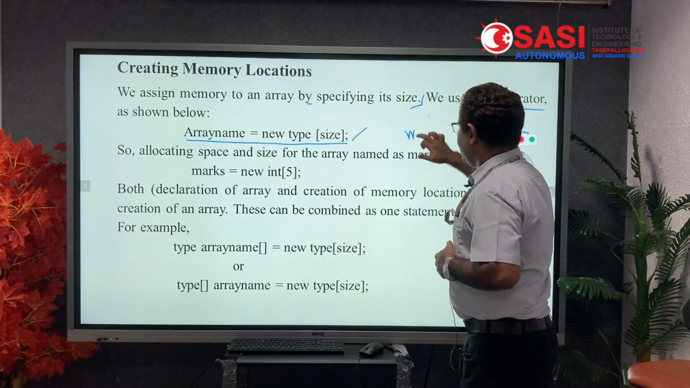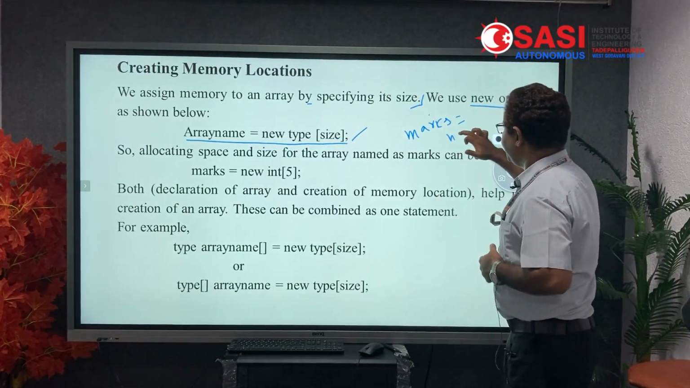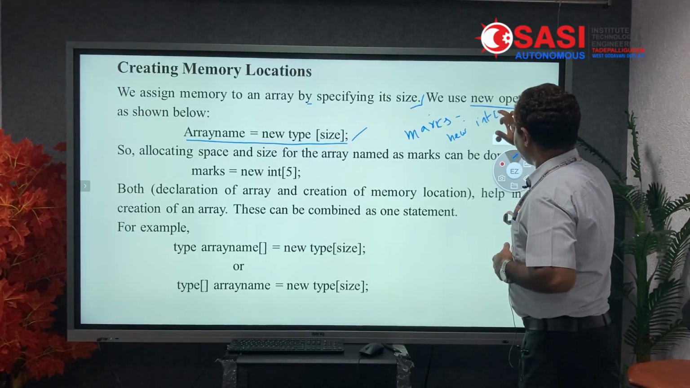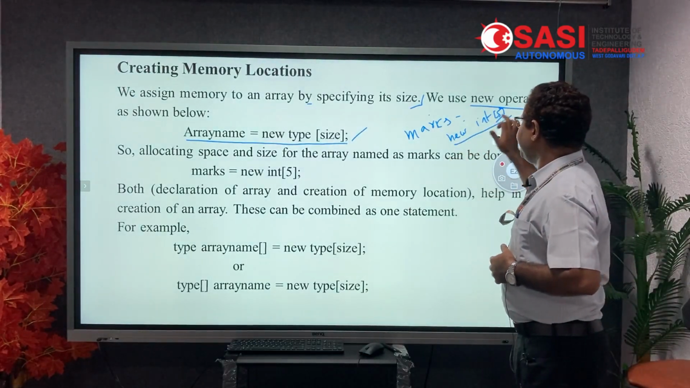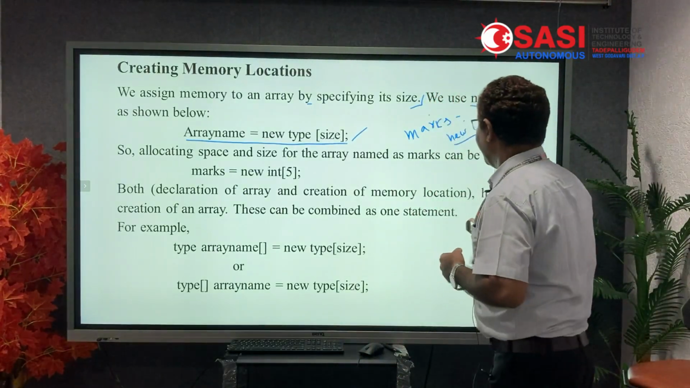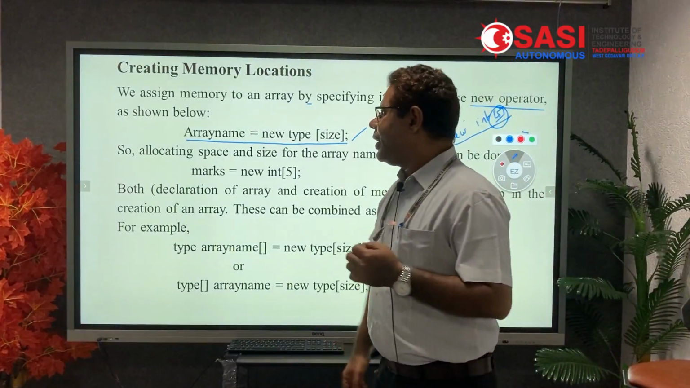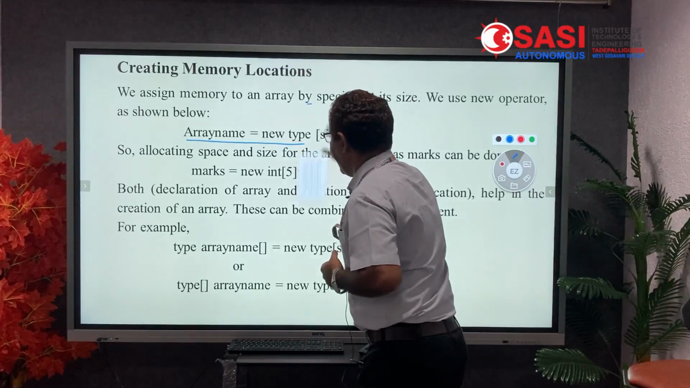Example, marks equal to new int of 5. So here we are allocating 5 memory locations to the array marks. So this is how we can provide memory locations to an array.